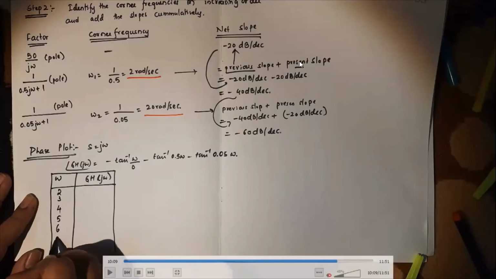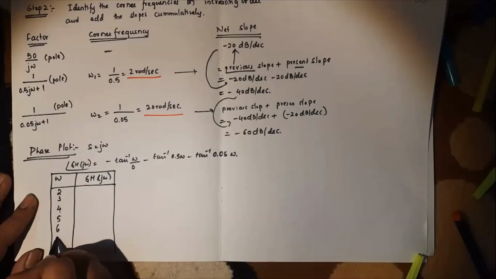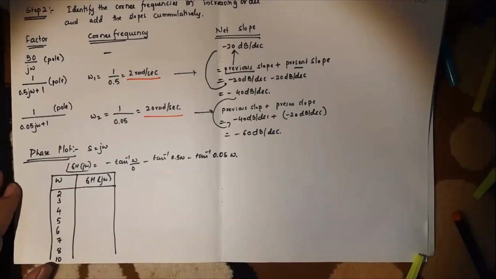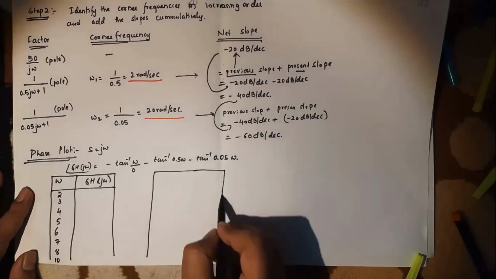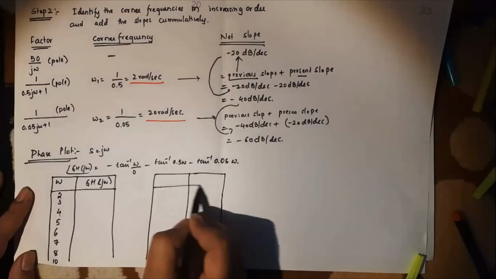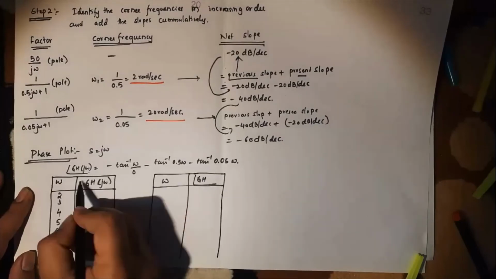So this is how the phase plot goes. I will decide the omega values. This is actually like you need to use your brain. You cannot randomly decide omega values. There is a trick here. So I will tell it now.